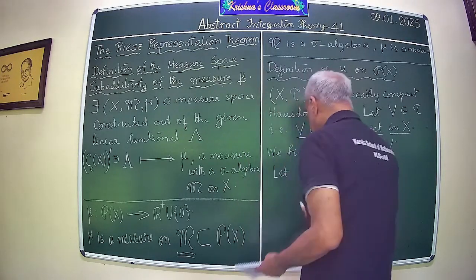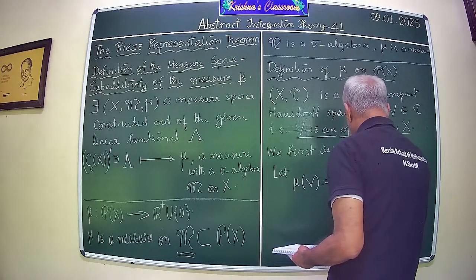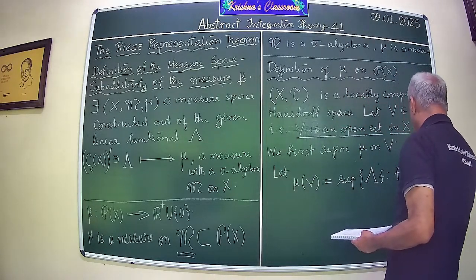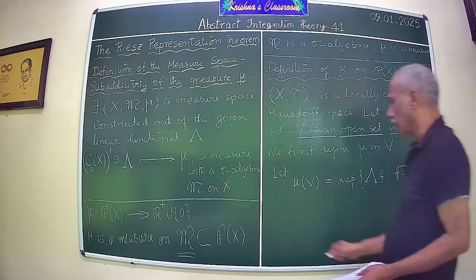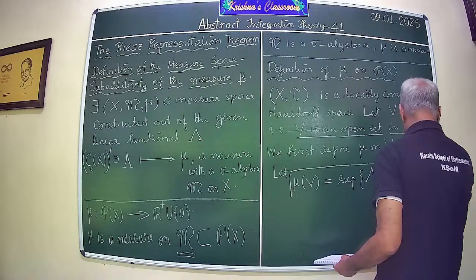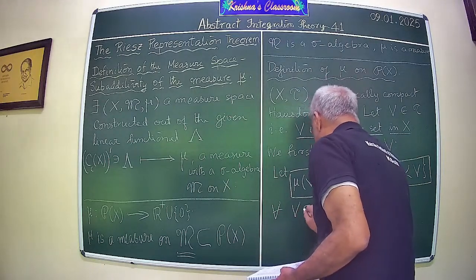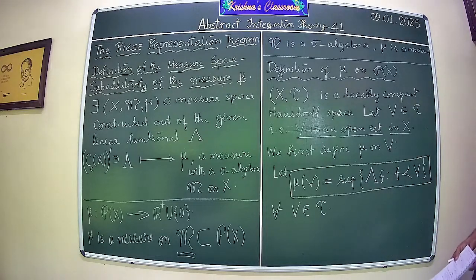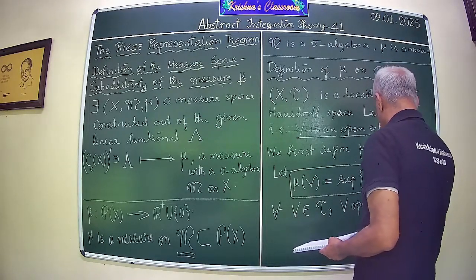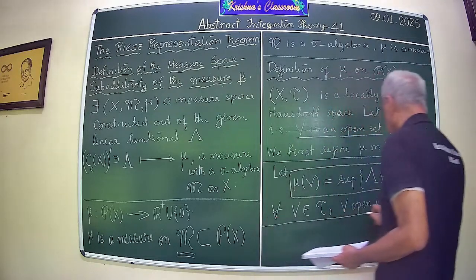So let me do that. Let mu of V be defined as the supremum of lambda f for all f subordinate to V. What does this mean? Now recall. So this is the definition that we are making. This is defined for all V, that is, open sets in X. This is the crucial definition that we begin with in fixing mu.